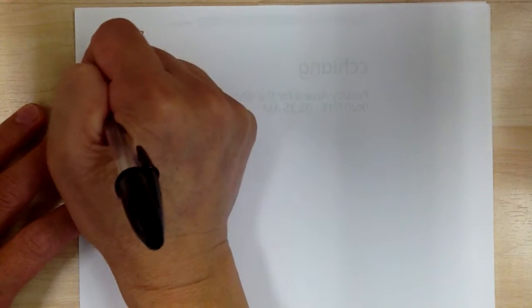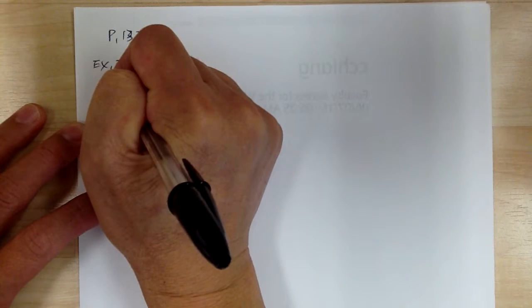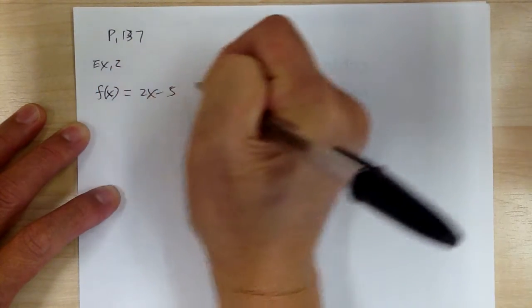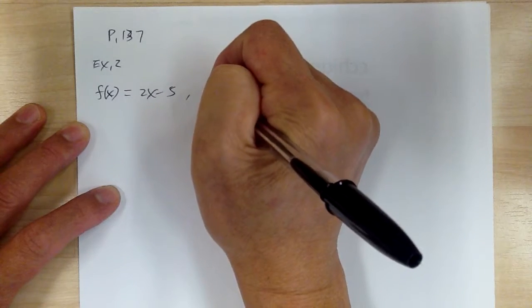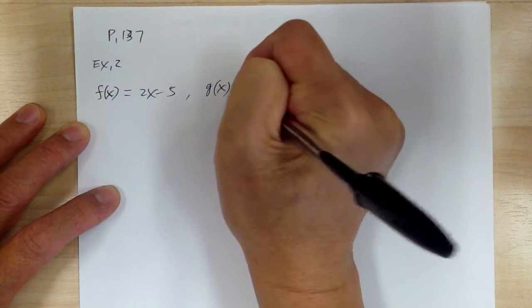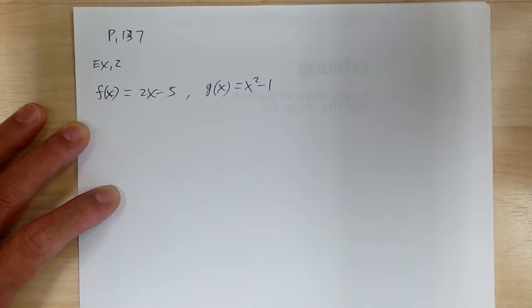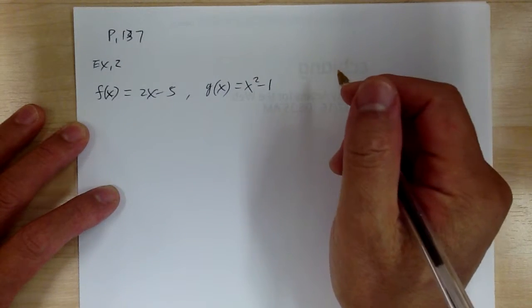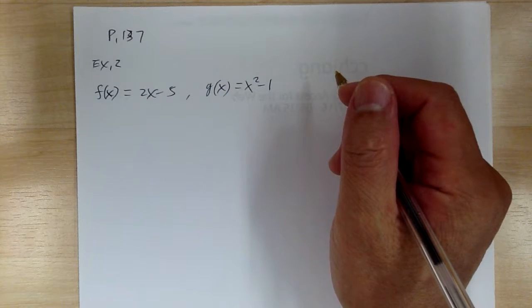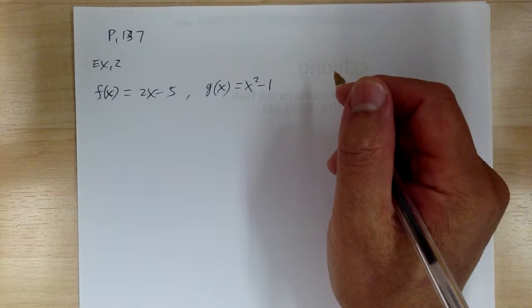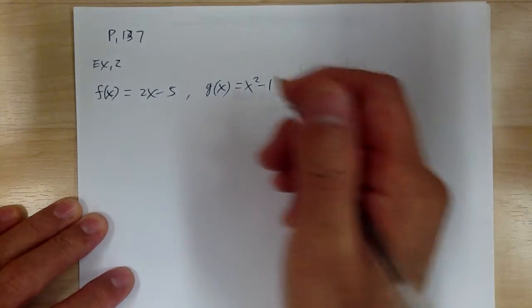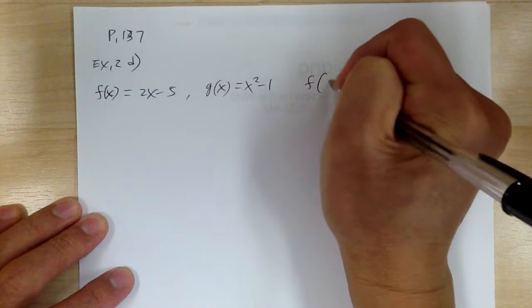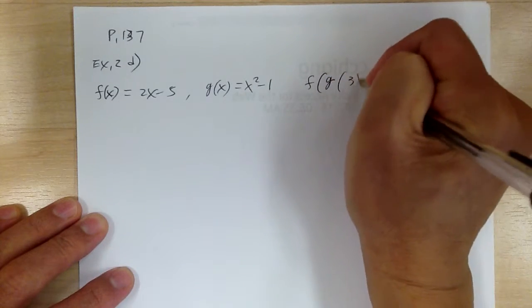So first, they give you f of x. Again, I'm writing it a different way. So f of x equal to 2x minus 5. And then you have g of x equal to x squared minus 1. And you're looking for A, B, C, D, E. So I'm just going to go straight to part D. For part D, you're looking for f of g of 3.